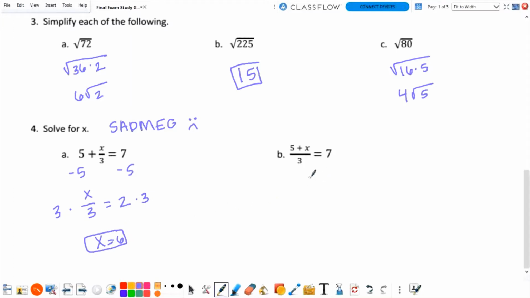Right? Same thing for b. We have 5 plus x over 3 equals 7. Now, one thing I want to point out is that this 5 plus x is a grouping altogether above this 3 in the numerator. So we're not going to move that 5 yet. We have to get rid of that 3 first. So that 3 is being divided, so we're going to multiply it out. And then now this group we can go into. So to get x by itself, we'll subtract 5. And x equals 16.